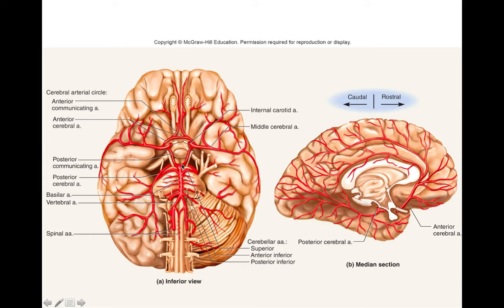And it just makes sure that even if you were to have a blood clot anywhere here, you're still going to be able to find other pathways in order to make sure that your brain has an excellent blood supply.